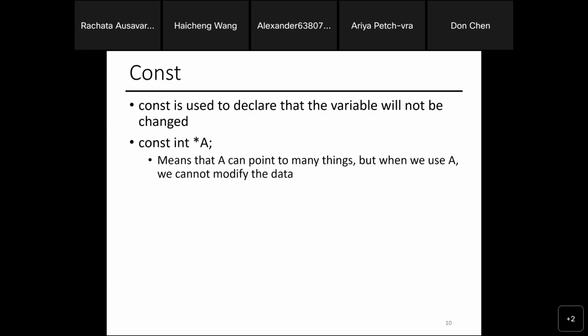For example, I can do const int star a. In this case, it means that the pointer a can point to many things, but when we use a as a pointer to integer, I cannot modify the data, because const is linked to integer. Is const never a local variable, or can it also be local? It can also be local.